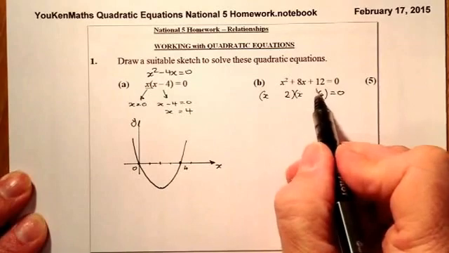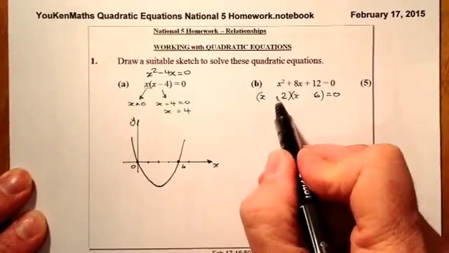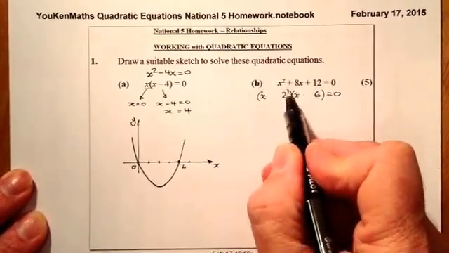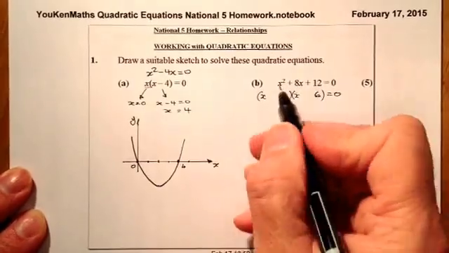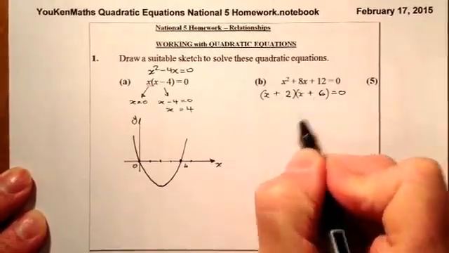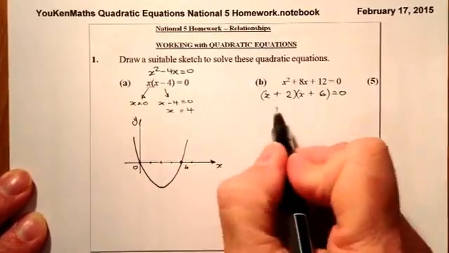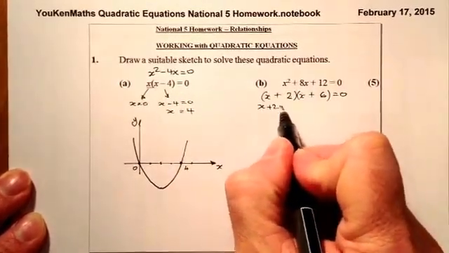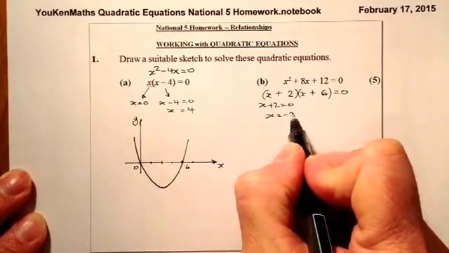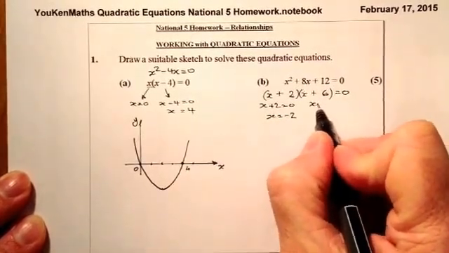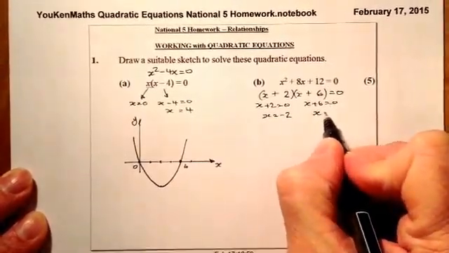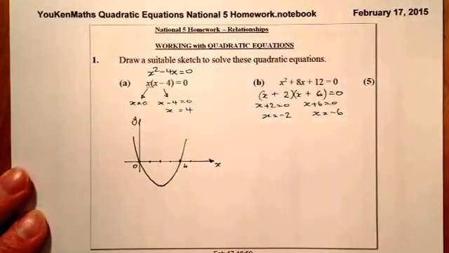I can see that that sign's positive, so they're both positive or both negative. If that's a positive sign as well, then they're both going to be positive values. Similarly to what we were doing over this side, I'm going to solve it. So I've got x plus 2 equals 0, so x equals minus 2. From here I've got x plus 6 equals 0, so x equals minus 6.